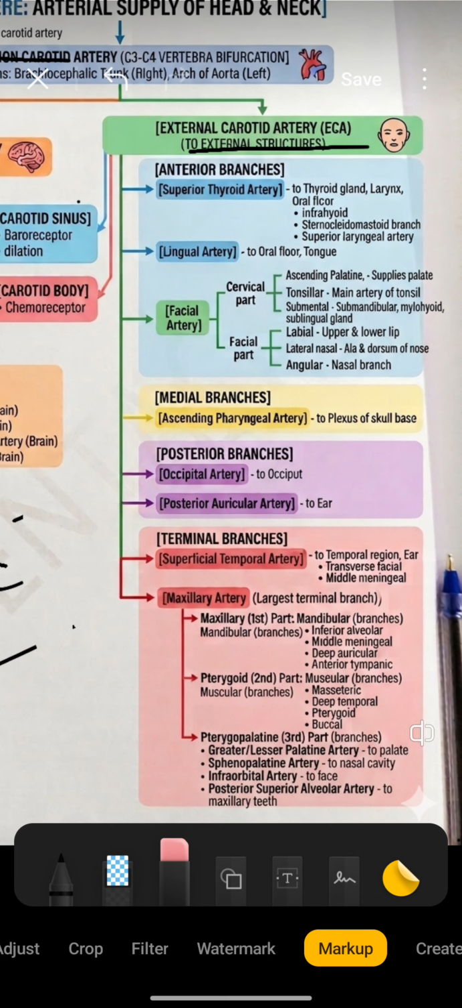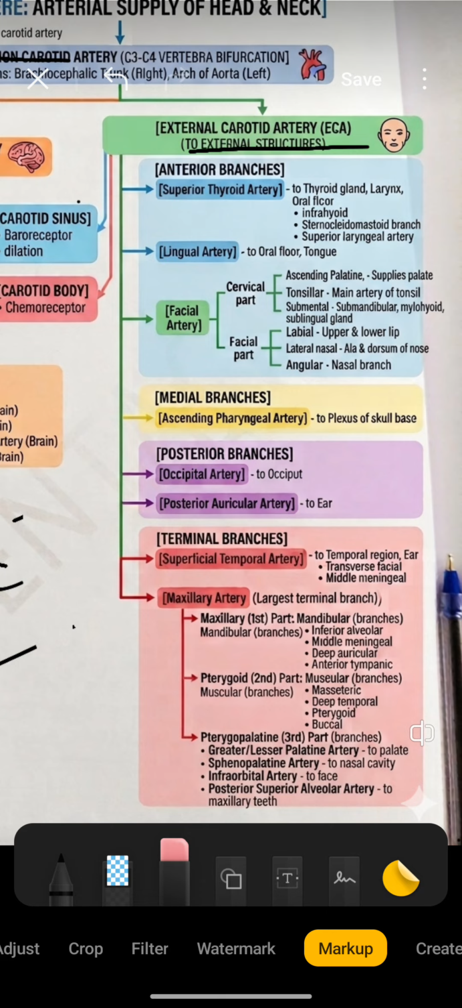As there is a relationship of the superior thyroid artery to the external laryngeal nerve, during thyroidectomy, to avoid injury to the nerve, the artery should be ligated as near to the gland as possible. We will study this in detail in the surgery part.